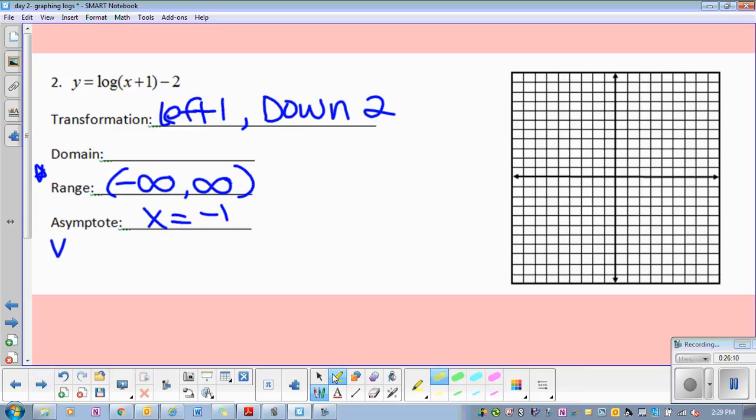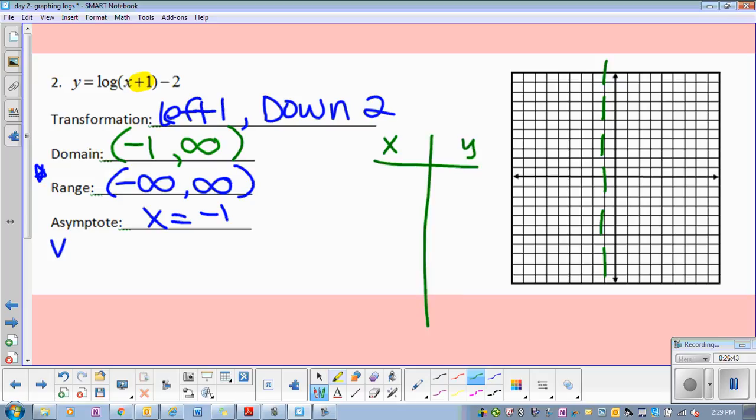Remember, you gotta go and get the number that's inside the parentheses with the x, and then give me the opposite. So right now it says x plus 1. Give me the opposite, so it's negative 1. And then, what is my domain? Negative 1 to infinity. Good. I'm going to go to x equals negative 1 and draw my vertical asymptote right there. And then, let's put this into the calculator and get some points.